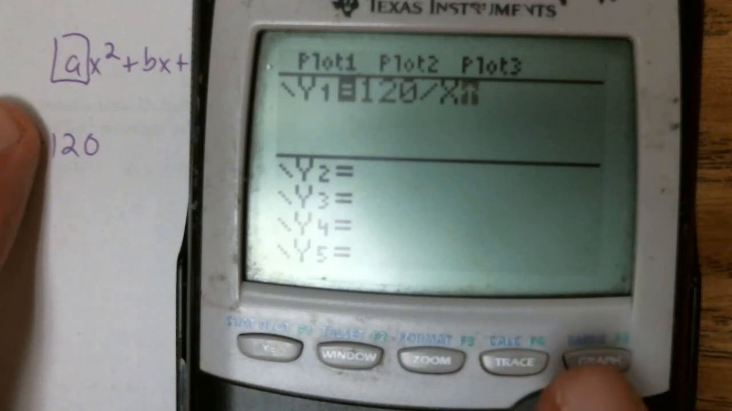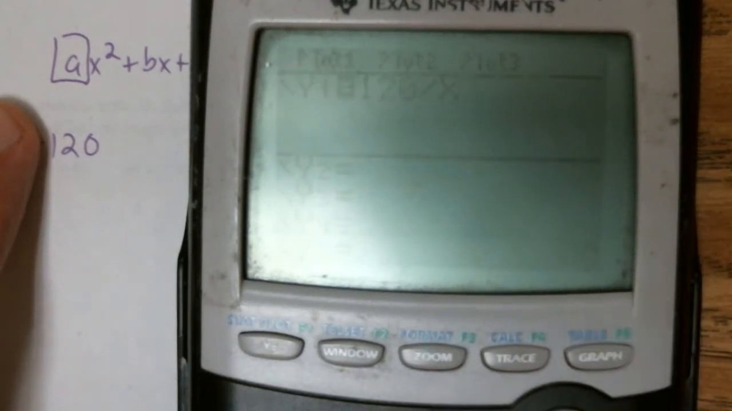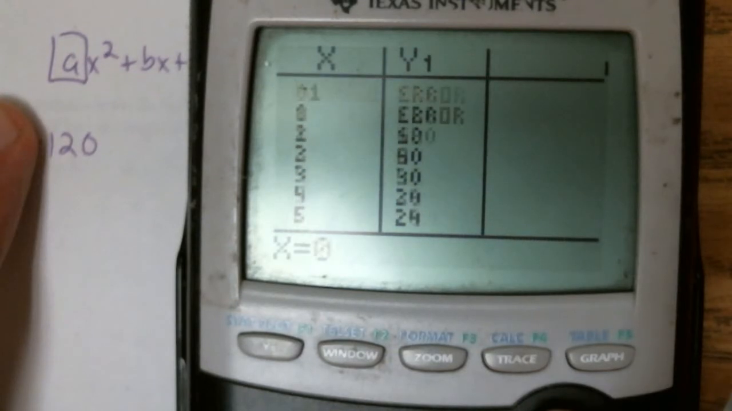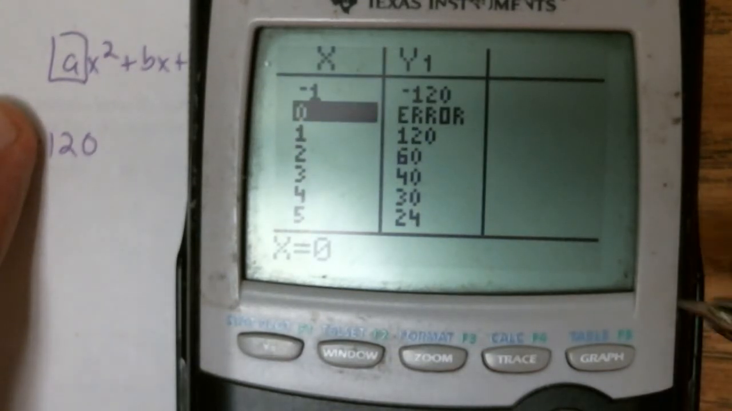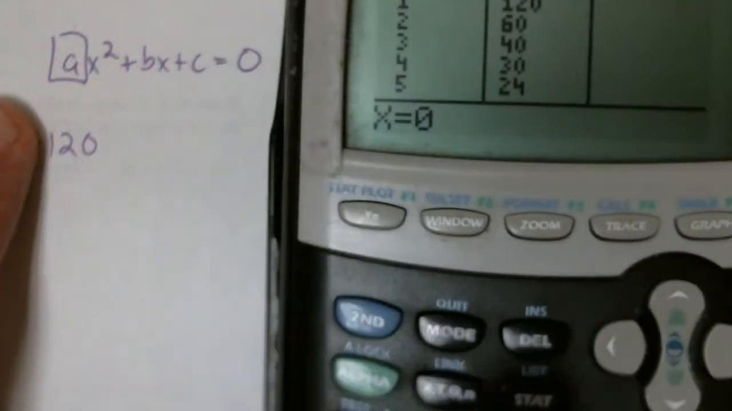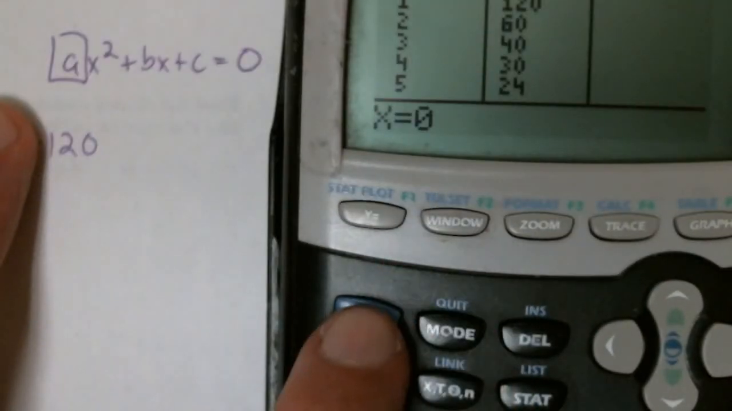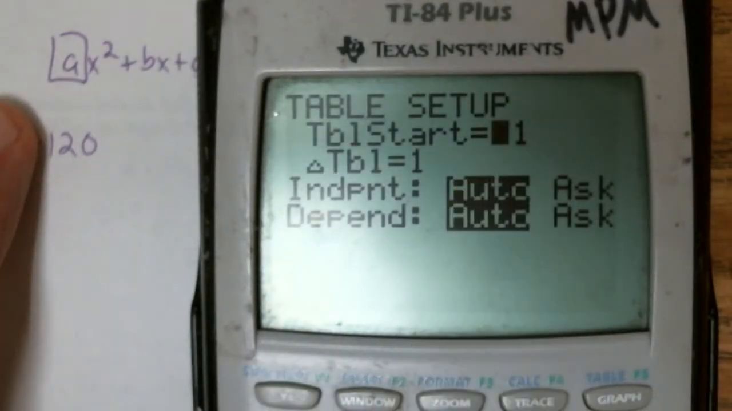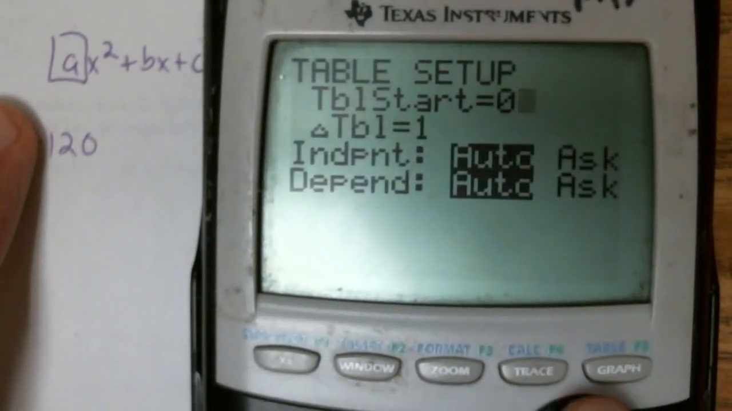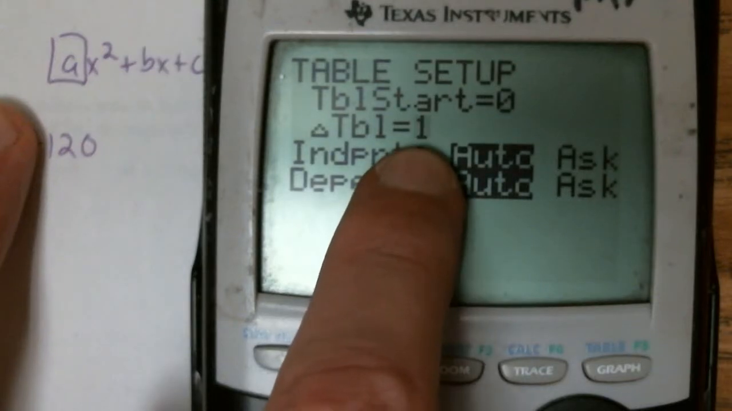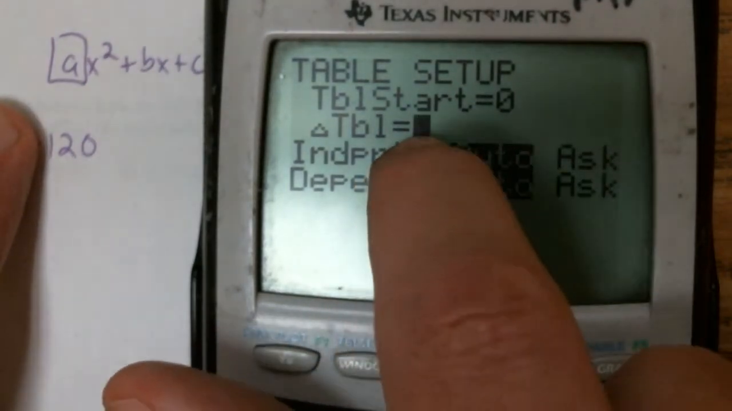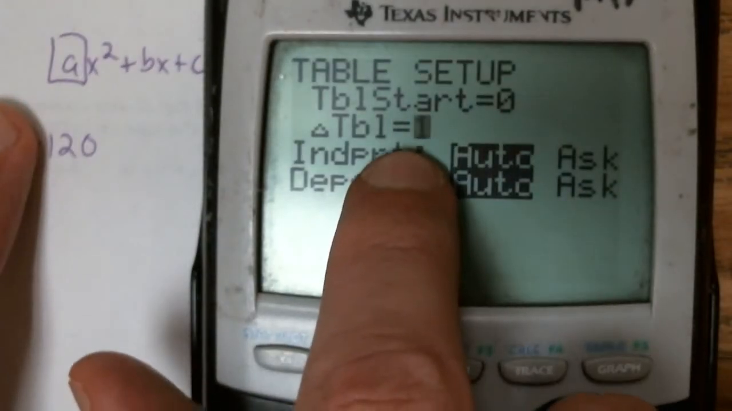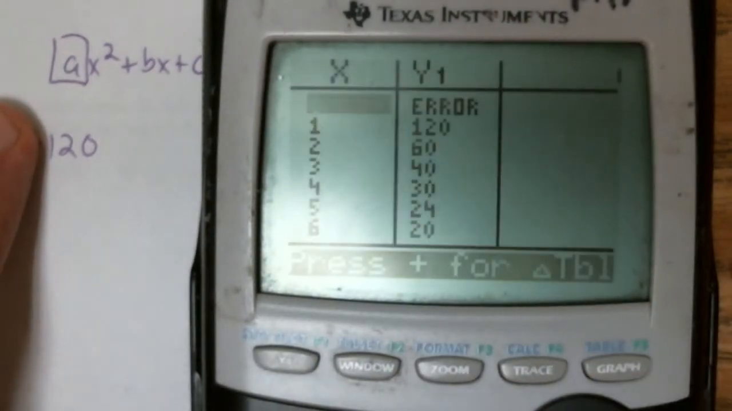So you go second table, right here, the table button. By the way, sometimes I'll see students that have a really wacky, kind of jacked up table. See this button right here that says table set in blue? If you go second table set, you want to make sure your table is starting at 0. Okay? And then you want your table increment to be 1. Sometimes I've seen this table increment at 500. Students don't know what the heck's going on. So make sure you're starting at 0 and an increment of 1. Okay, so let's go back to second table.